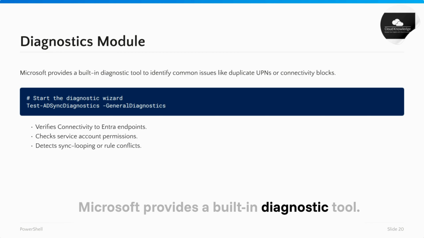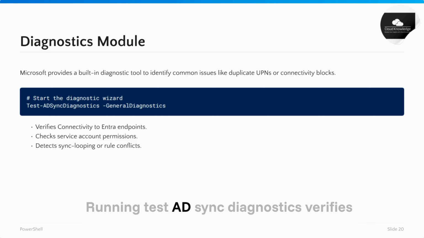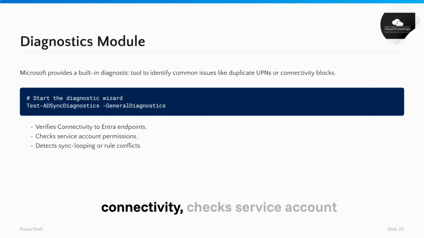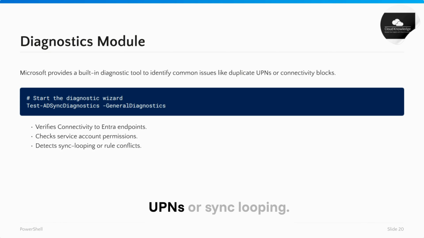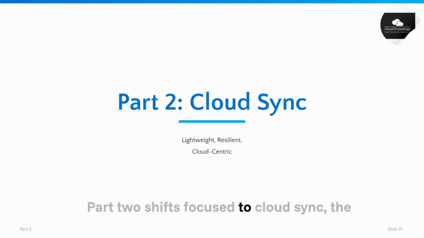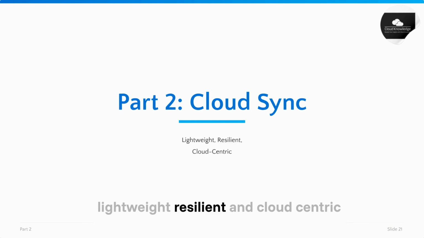Microsoft provides a built-in diagnostic tool. Running Test AD Sync Diagnostics verifies connectivity, checks service account permissions, and detects issues like duplicate UPNs or sync looping. Part 2 shifts focus to Cloud Sync, the lightweight, resilient, and cloud-centric synchronization solution.